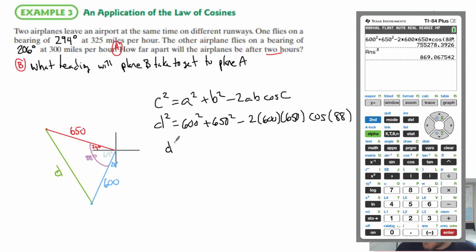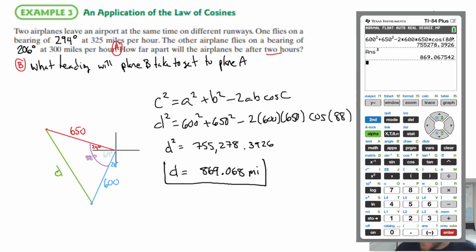Alright, I do think it's worth it to give me what d squared is. Give me that sort of partial answer along the way. That will let me know that maybe the only mistake you made was in part of your calculation, so you're more likely to get partial credit. I would write down the 755,000 number just to have a little more work shown. And then you can tell me that the distance between them is 869.068. These are regular miles, not nautical miles.